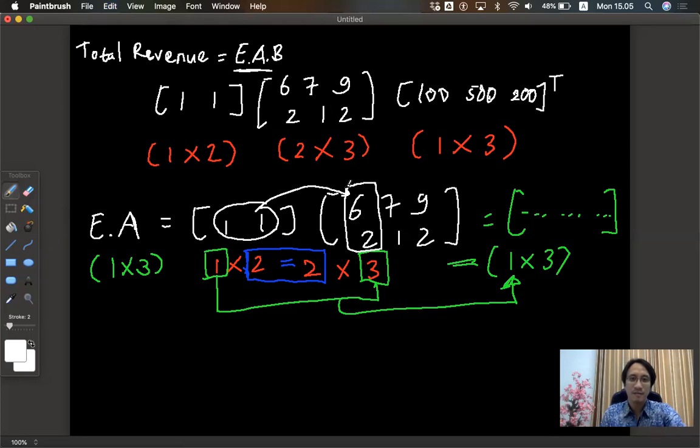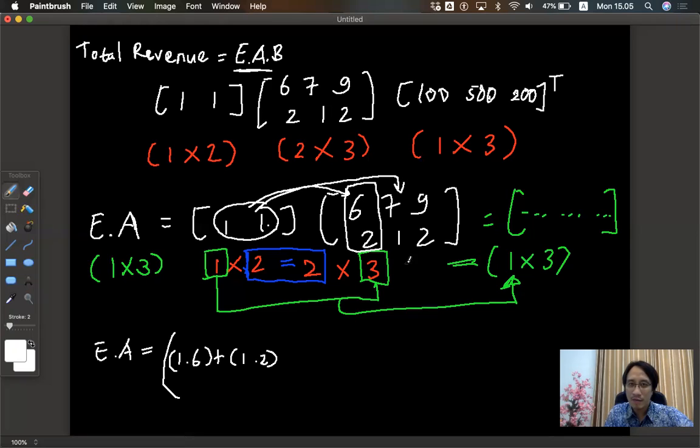If not clear, then we are going to be confused by ourselves. E times A equals, this is for the first one, 1 times 6 plus 1 times 2. This is for the first one. Then row 1 with column 2. Here you go, 1 times 7 plus 1 times 1. For the last one, 1 times 9 plus 1 times 2. Okay, got it?